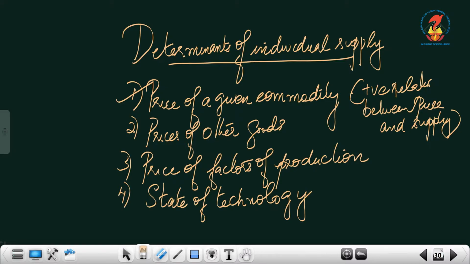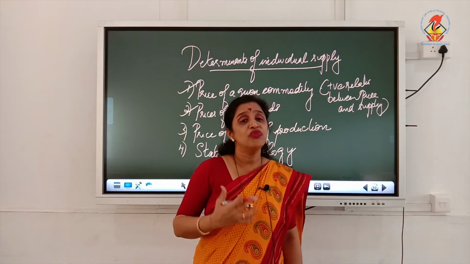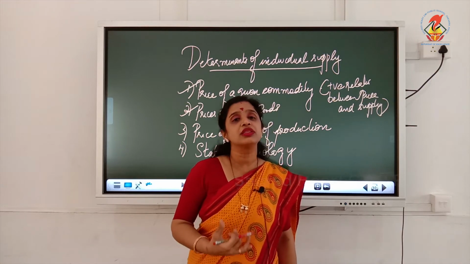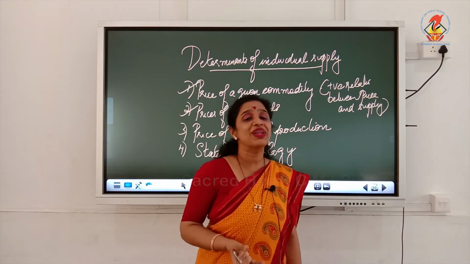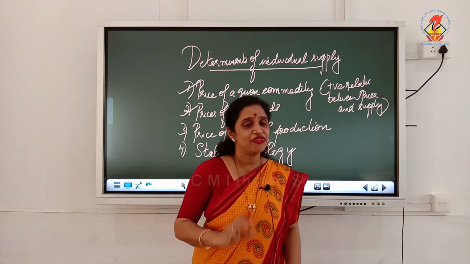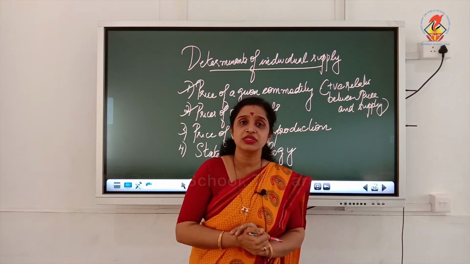Now, prices of other goods, for example, rice and wheat. If a producer is producing rice and wheat, now when he finds that the price of wheat is increasing in the market, slowly he will shift the land to producing wheat instead of rice. Therefore, the price of one particular commodity is not the only factor which influences the supply.